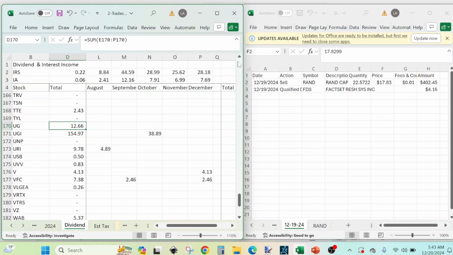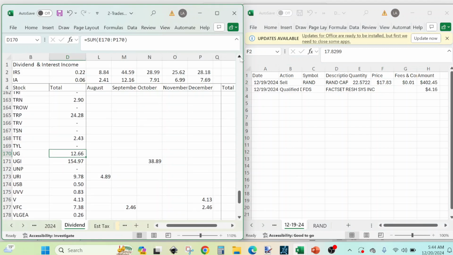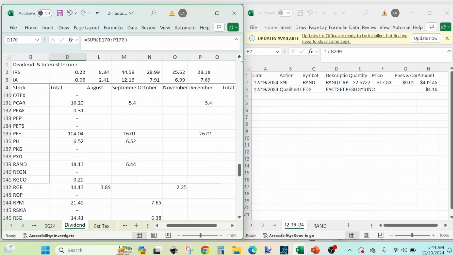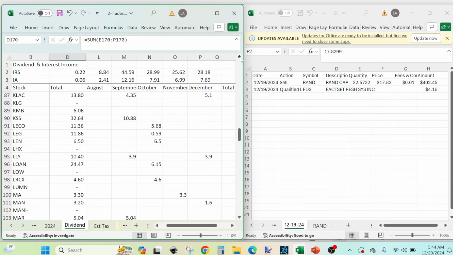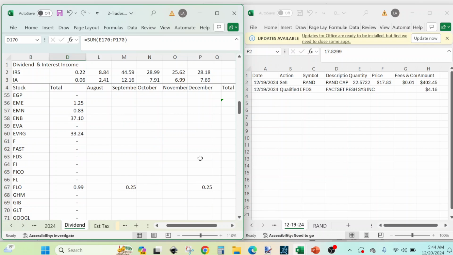So we got a dividend income from a stocks we purchased for swing trading purposes. We are going to enter that in the dividend income, and that is 4.16. So now we have our bookkeeping done for our swing trading.